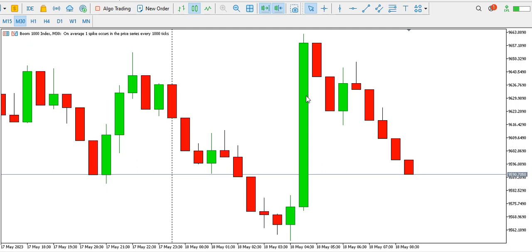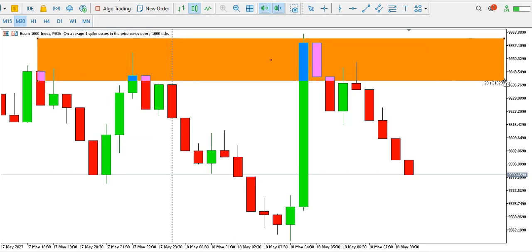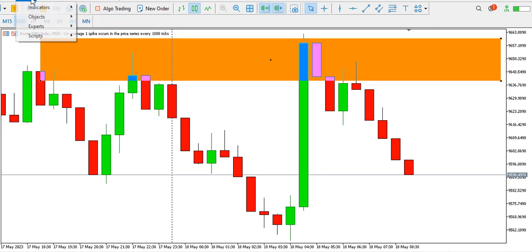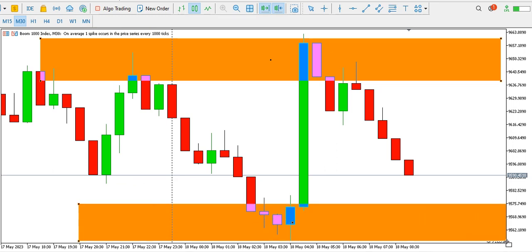On the 30 minutes time frame, what do we have? We have a range on the 30 minutes time frame. This is the range top. These are range top on the 30 minutes time frame, and this is the range bottom. This is the range bottom on the 30 minutes time frame. Of course, prices are dropping towards the range bottom.